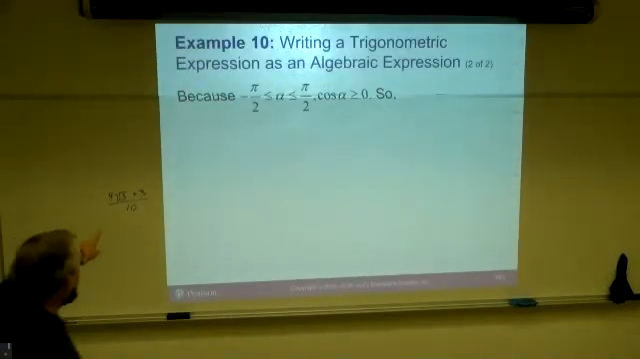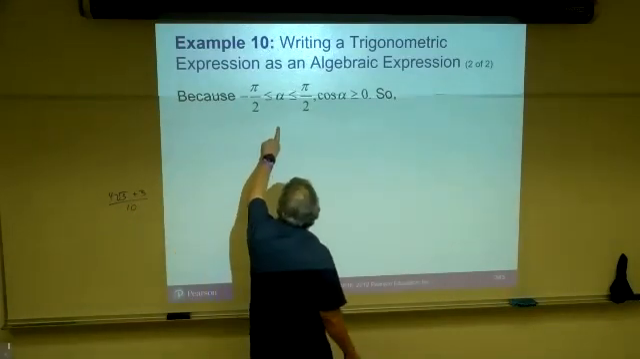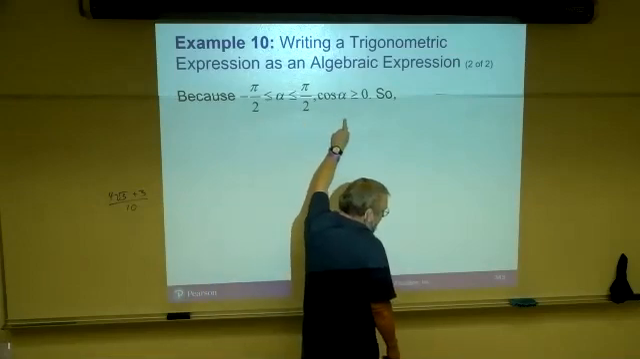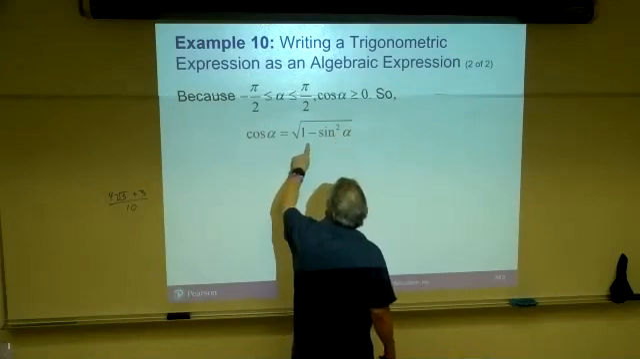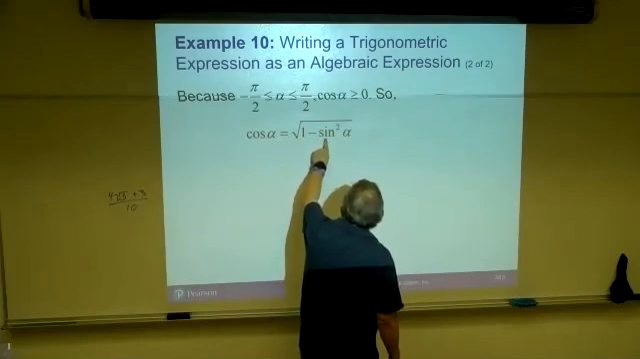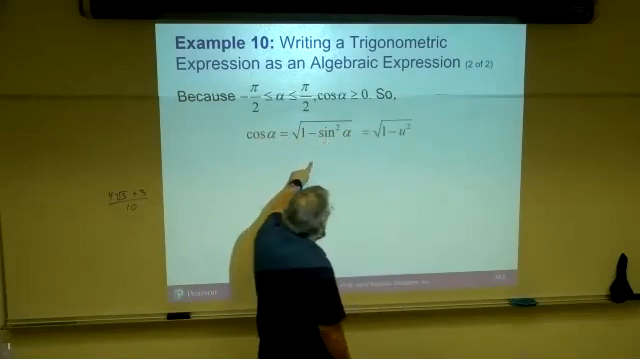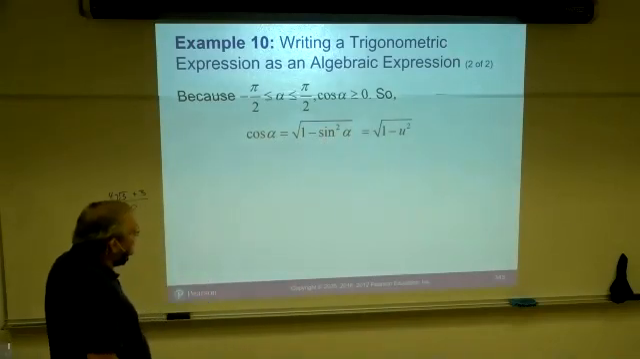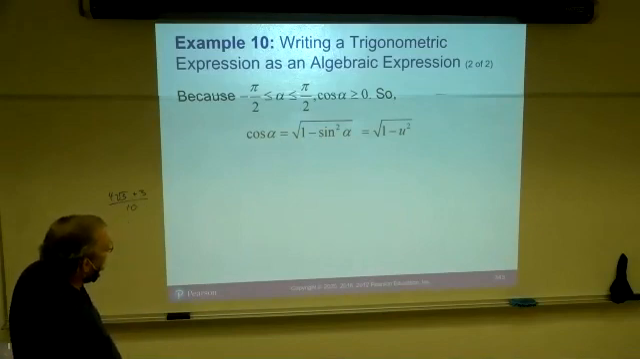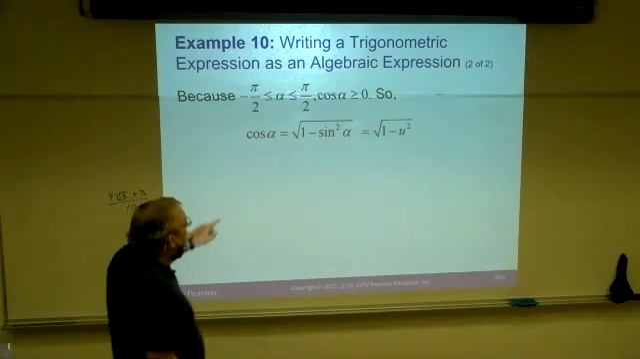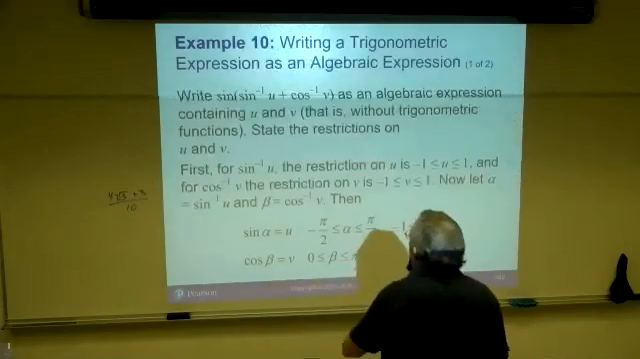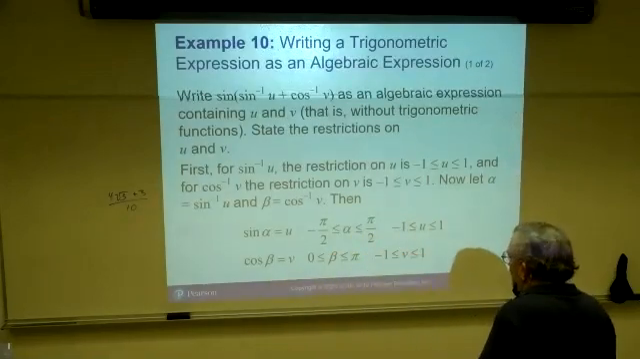So because alpha is between -pi/2 and pi/2, cosine is going to be positive. And so cosine alpha is going to equal the square root of 1 minus u squared, because sine of alpha is u. Right? Where did they state that? Oh, here.